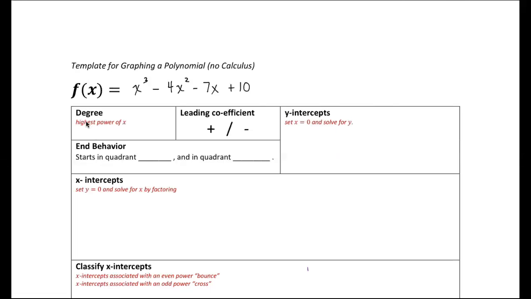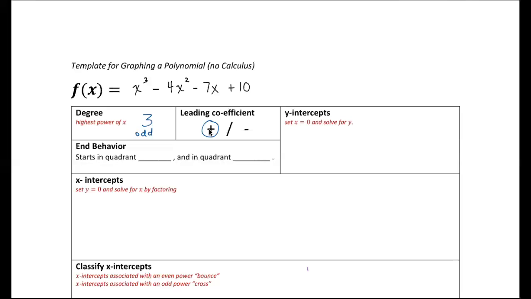So the first thing that it has us do is work out the degree. So the highest power of x. The highest power of x here is 3. So let's write that in. The highest power is 3. And it's worth noting that that's an odd number, right? The leading coefficient in this case is +1. It's not really written there, but there's a sort of missing +1. So I'm going to write positive.